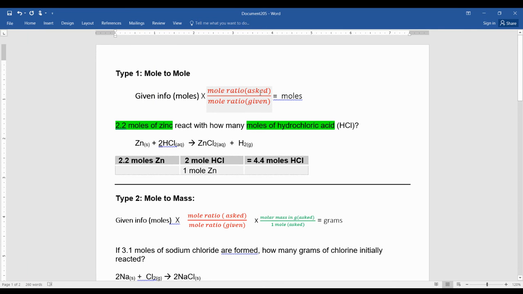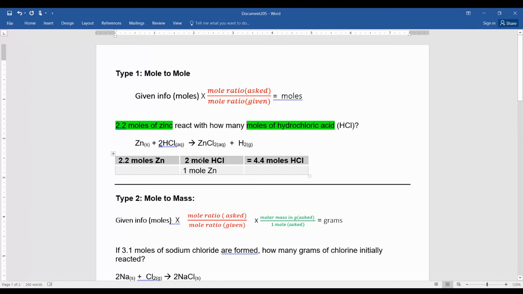If you see in the equation given here, you will see that the mole ratio is asked over given. So what is the substance asked? It is hydrochloric acid. How many moles do I have in the equation? I have 2 moles of hydrochloric acid. That's why I have 2 moles here. What is given? Zinc is given. So I have 1 mole of zinc. And that's it. This setup is really simple. You just have 2 steps. You have the given and you have the mole ratio.